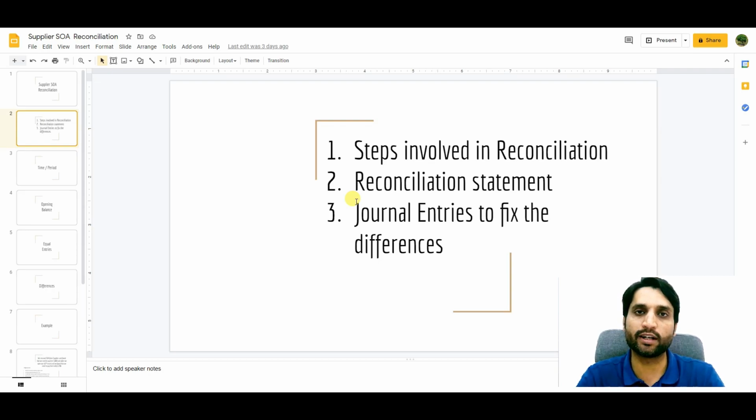Some entries we did not record and the supplier has recorded in his statement. Maybe sometimes we are wrong and sometimes the supplier is wrong. So some entries are missing by us or the supplier, and we need to make adjustments for those entries. So let's start with the first step.